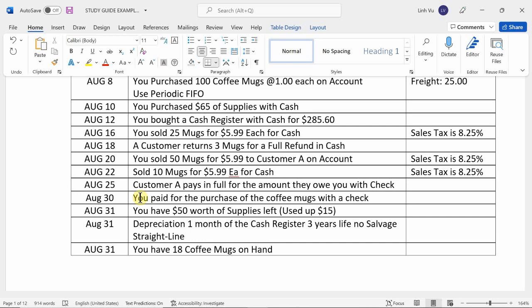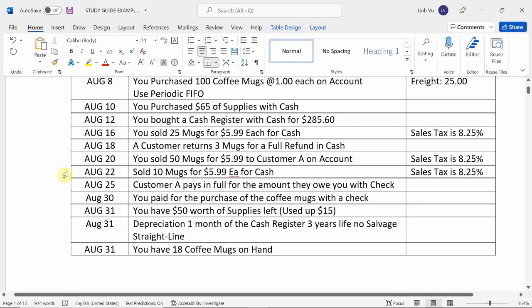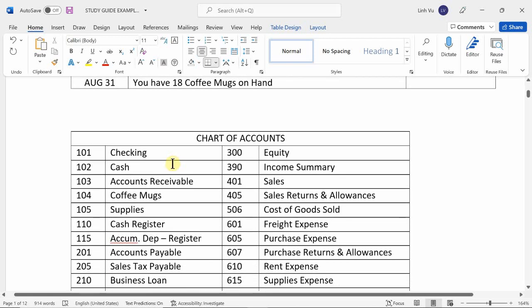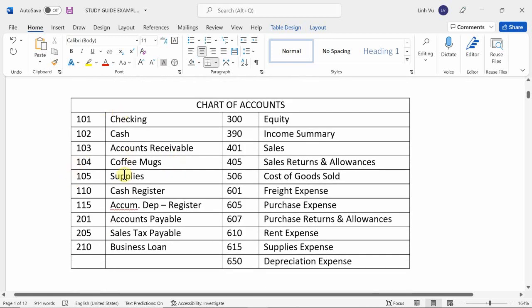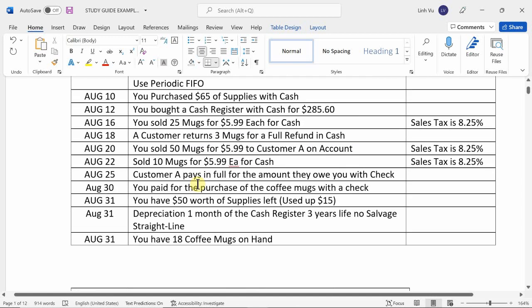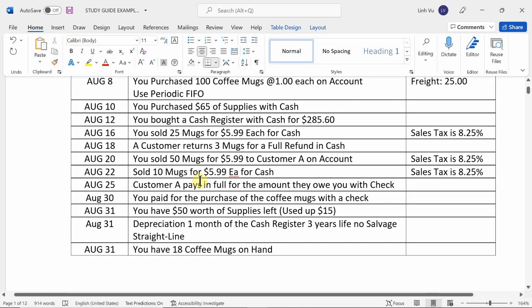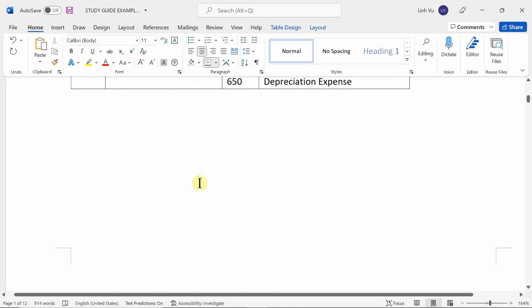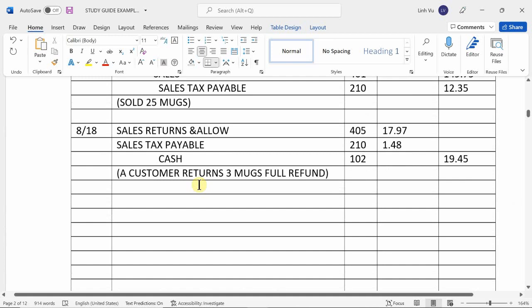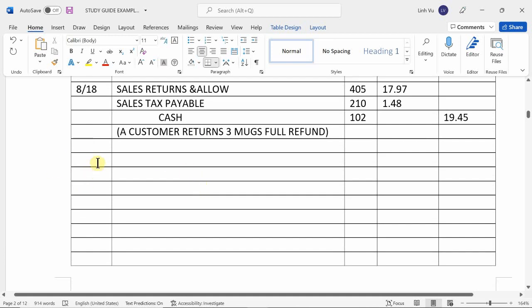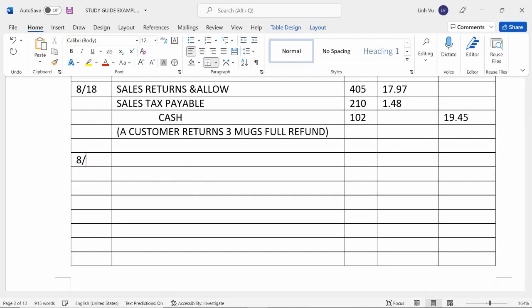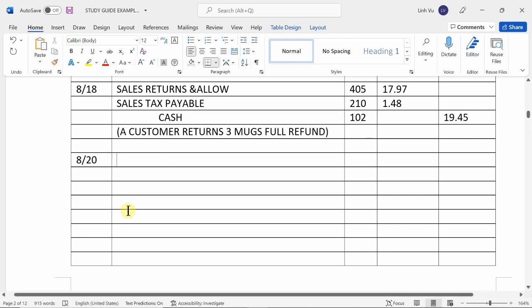So that means, what does this mean? This tells me that I sold to a customer on an account. So that means I have somebody who owes me money. They didn't give me any cash. So I have an accounts receivable, right? I still did the standard sales and I charged sales tax. I sold 50 mugs, okay, for $5.99 each with a sales tax of 8.25%. Okay? So in this case, you definitely have enough space here to put this transaction, right?